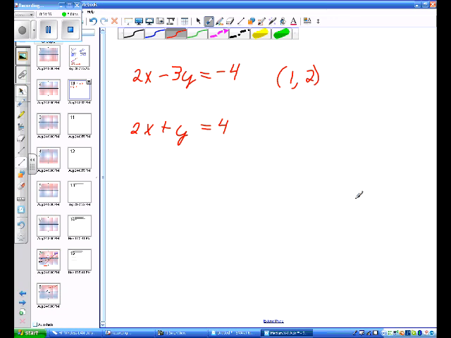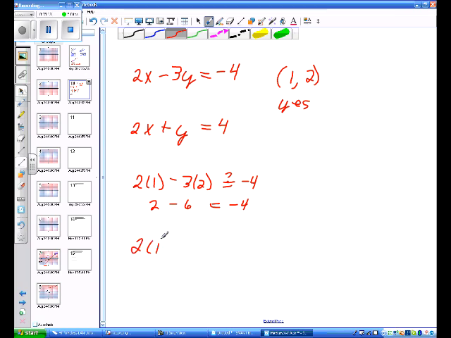Well, to figure out if that point is a solution, what we have to do is to substitute that point into each equation. Now this is our x, this is our y, so we would have 2 times 1 minus 3 times 2, and we want to know, does that equal negative 4? Well, we would have 2 minus 6 equals negative 4. It makes that one true, but we don't know if it's a solution yet. To know if it's a solution we'll have to check and see if it makes the other one true.